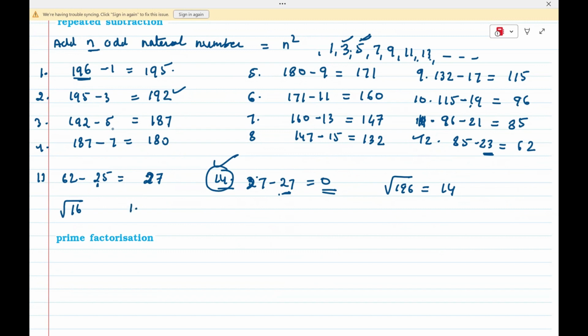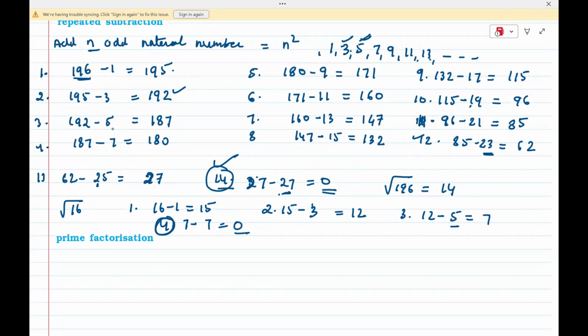Correct? So first time when I subtract, what is the first odd natural number? Need not write the square root. It is 16 minus 1 will give you 15. Second time, 15 minus the second odd natural number 3 will give you 12. Third time, 12 after 3, the next odd natural number is 5, so this is 7. And the fourth time, the next odd natural number after 5 is 7 and it is giving 0. As after subtracting 4 odd natural numbers, I'm getting 0, so I will say the square root of 16 is 4.